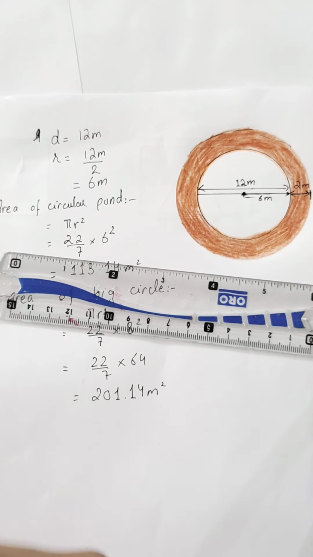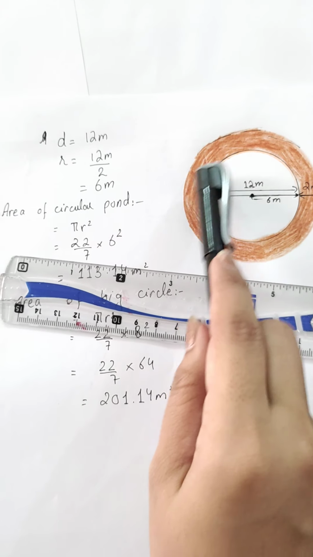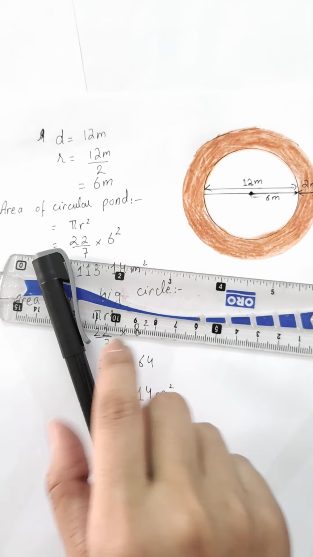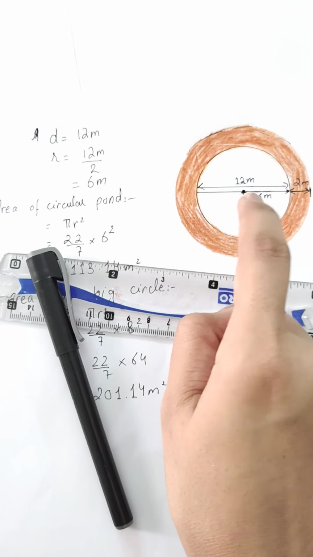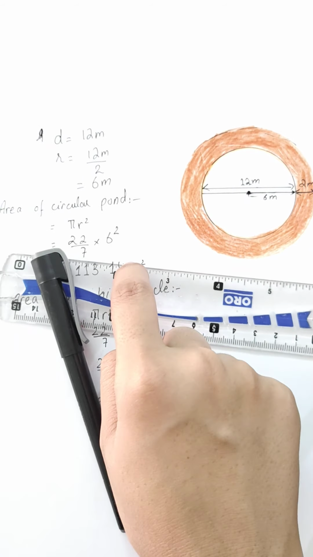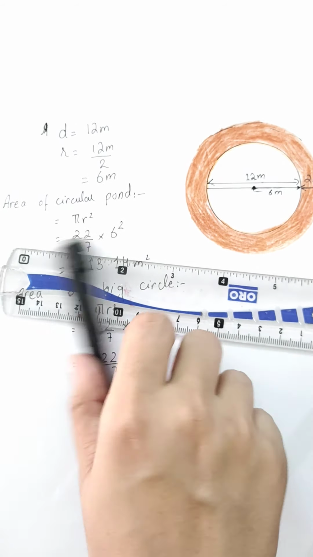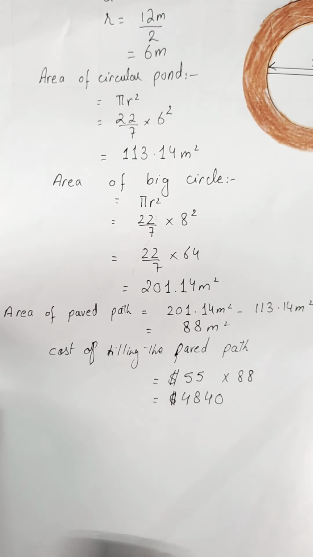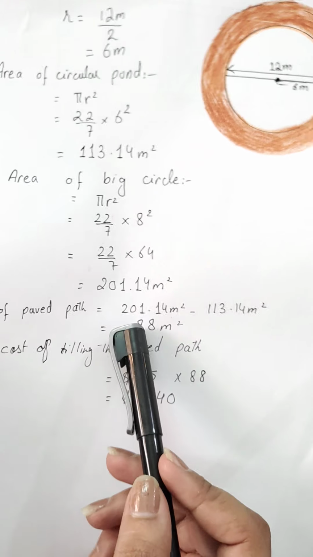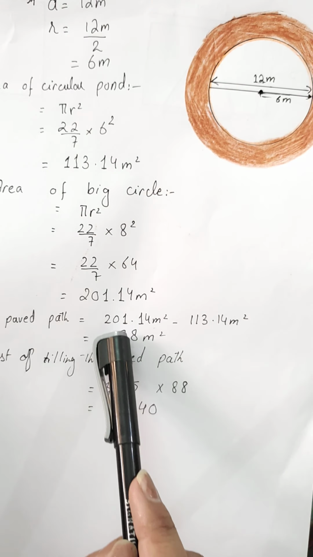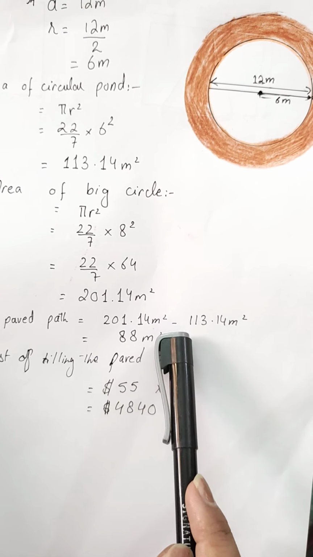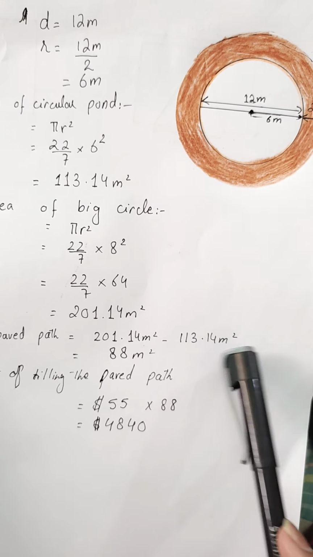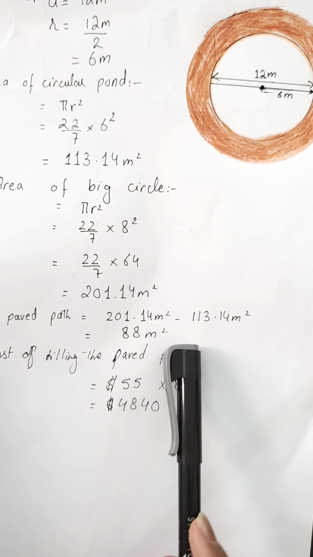So what I will do is find the area of the big circle, then find the area of the smaller circle, which is the circular pond, and subtract the smaller one from the big one. Area of paved path is equal to the area of the big circle, 201.14, minus the area of the circular pond, which is 113.14 meters square. The answer is 88 meters square.